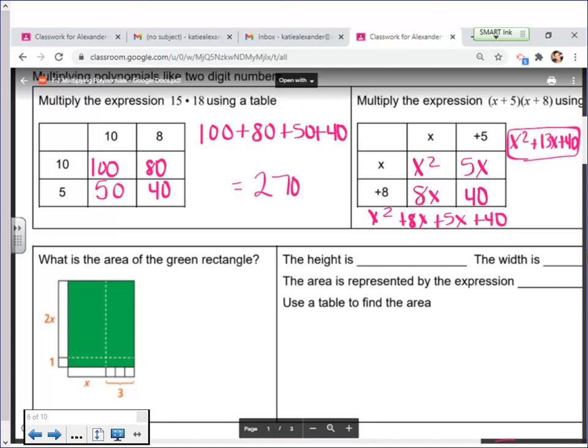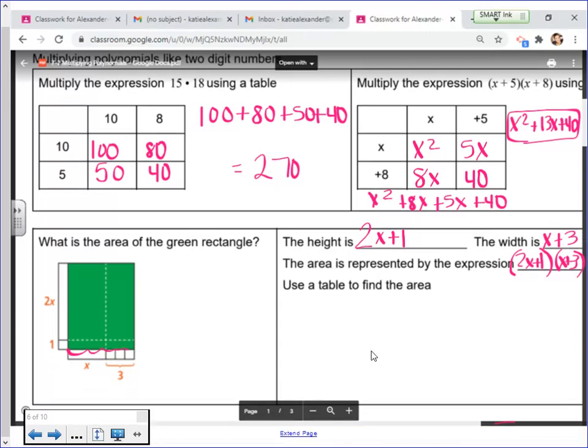Okay, the next question says, what is the area of the green rectangle? So the height is right here represented by this. You've got a 2x and you've got a 1. You need to add those together, 2x plus 1. The width is this right here. You've got an x, and then you've got a plus 3, so keep that in mind. Then it says the area is represented by the expression. That's when you would multiply the two things together. I'm going to run out of room here because I made it a little too big, but it would be 2x plus 1, and then the other parentheses would be x plus 3. Hopefully you can see that. X plus 3 goes in that blank.